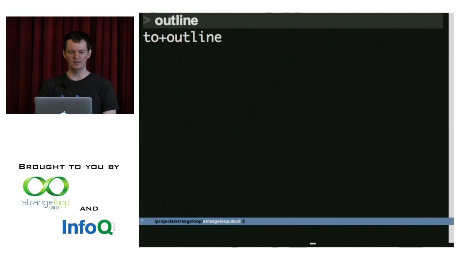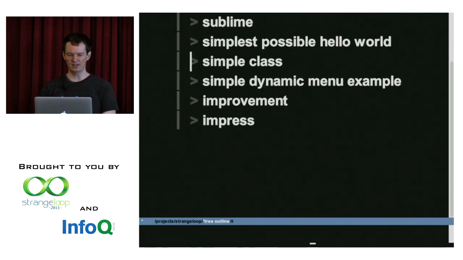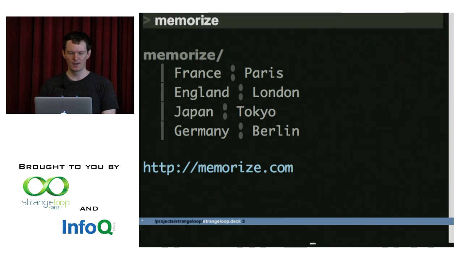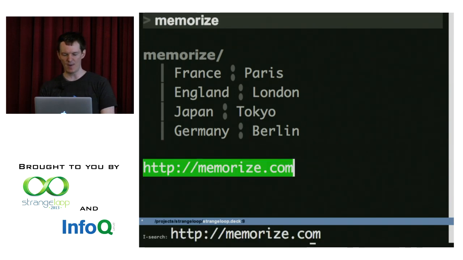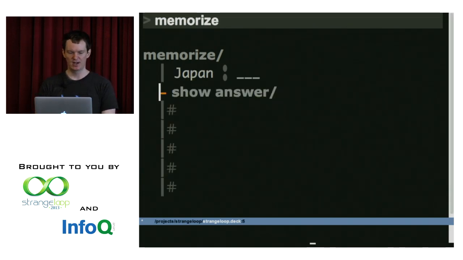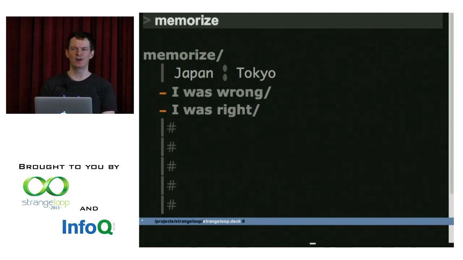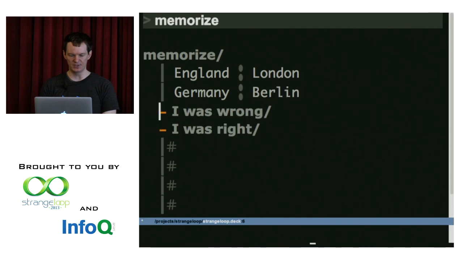When you're in a file that has notes, you can type a keyboard shortcut to show all of the headings in that file, type to narrow down, and then jump to the section. You can add interactive memorizing to notes in your file. This is inspired by memorize.com, which is another one of my projects. If you double click on this, it gives you a little interactive memorizing mode where you can memorize the notes that you create.